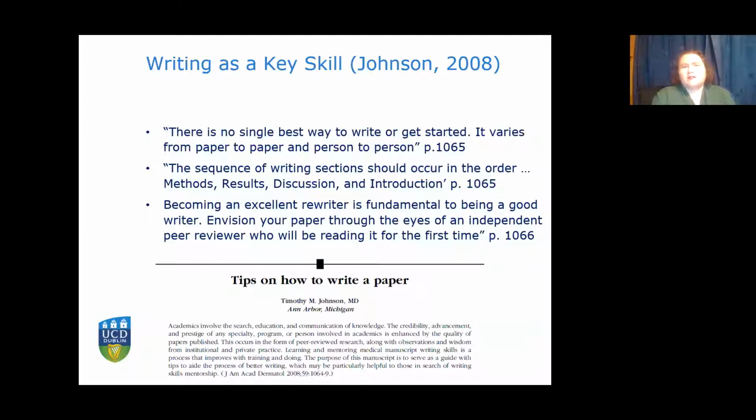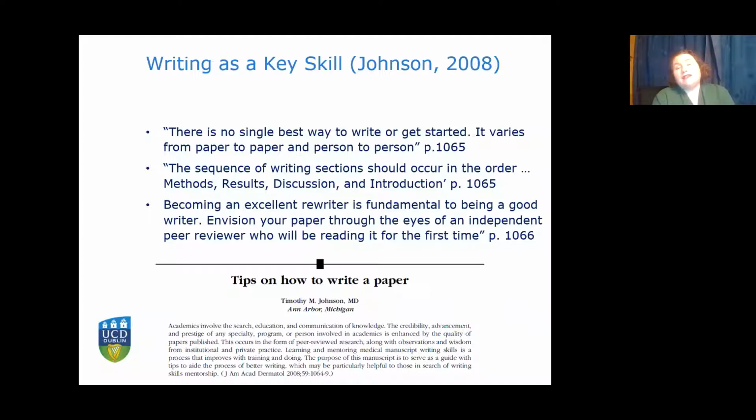Do you like to start at the introduction? Do you like to start at the results? And Johnson picks up on that. He recommends that the sequence should be method, results, discussion, and introduction, which I think actually makes sense because it allows you to shape the introduction to reflect what comes through in the paper.